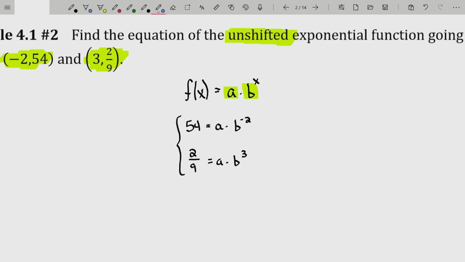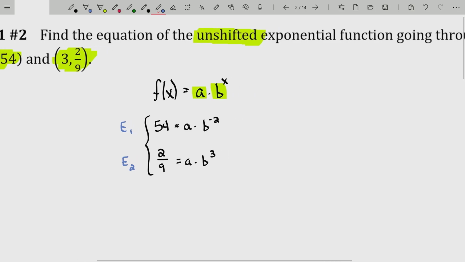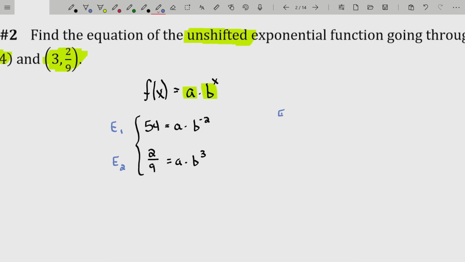If you're not a student of mine, or if you are, you do not have to do it the way I'm showing you. You could just solve one of those equations for a or b and substitute it in the other equation and solve that system like that. But I'm just going to show you something here. I'm going to call the top equation equation 1 and the bottom equation equation 2. You could take equation 2 and divide it by equation 1, or vice versa. It doesn't actually matter, but I'm going to take equation 2 and divide it by equation 1.